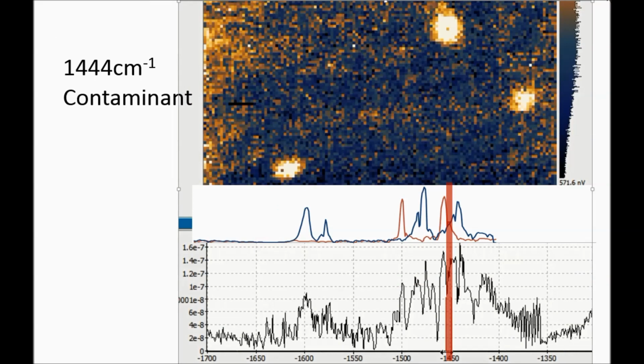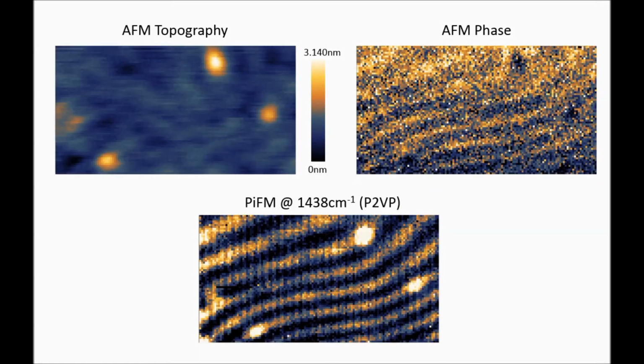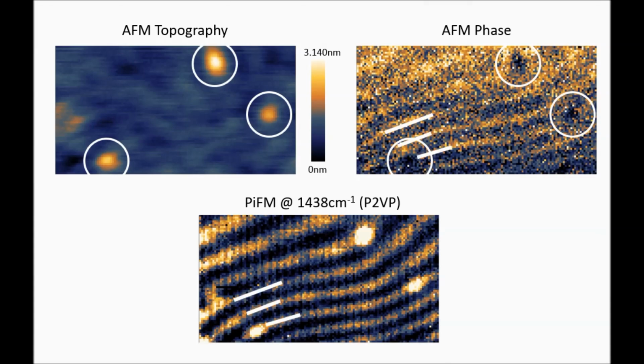So far, we have considered only the hyperspectral PIFM channel. Let's take a look at the topography and phase, which are being obtained simultaneously. The defects are clearly visible in topography as 1 or 2 nanometer bumps, and they also appear as negative shifts in the phase. The topography does not clearly show the fingerprint pattern, but it is perceptible in the phase, though the contrast is not good. If we draw some lines on the PIFM and phase images, the PIFM shows us that the positive shifts in the phase correspond with P2VP.